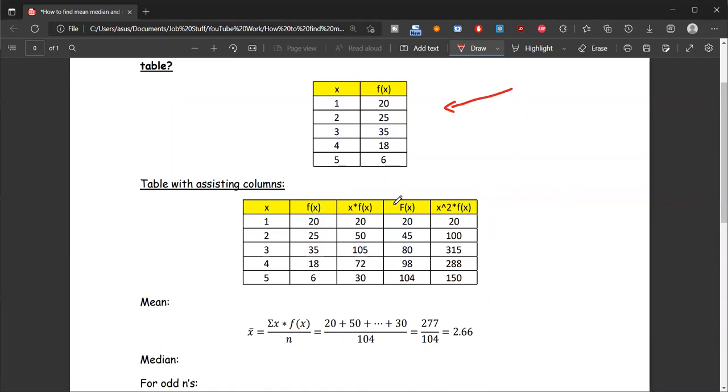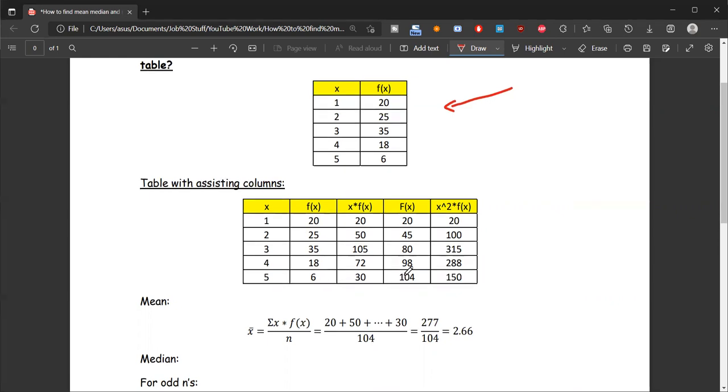The second would be the cumulative value of f of x, which means at the beginning I have 20, then 20 plus 25 would equal 45, then 45 plus 35 would equal 80, 80 plus 18 would equal 98, and 98 plus 6 would equal 104. So in total we have 104 respondents here. And the last column we're going to use is x to the power of 2 times f of x, which is essentially the multiplication of this and this column.